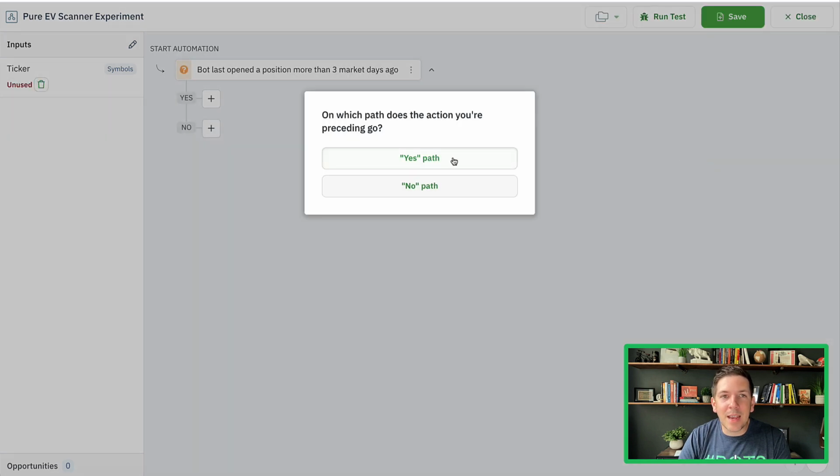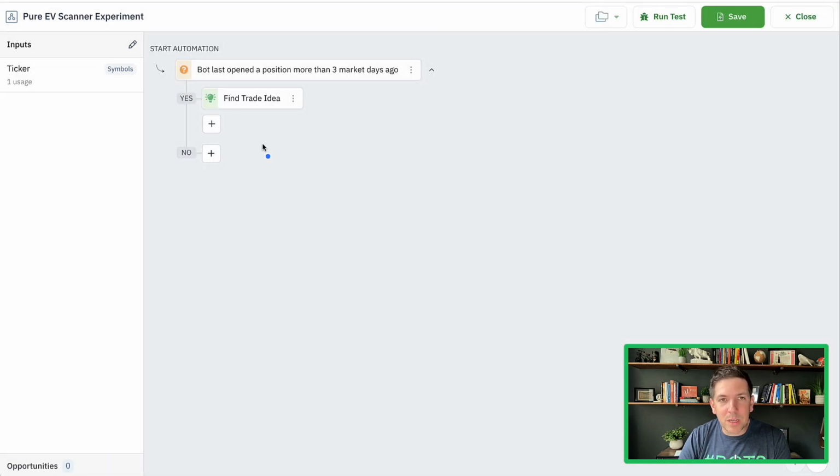I'm going to put this down the yes path. And so basically what this means now is that as soon as the automation starts running, the first thing it's going to do is check and see, did the bot last open a position more than 3 days ago? And if the answer to that question is no, and it goes down the no path, take no action. I don't want you to find a trade idea. I don't want you to attempt anything. Essentially I just want you to wait for an opportunity to get into a position.